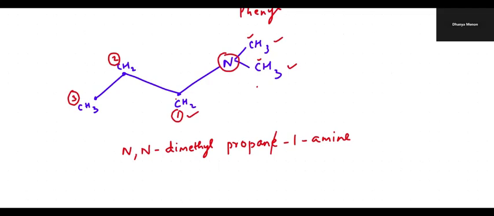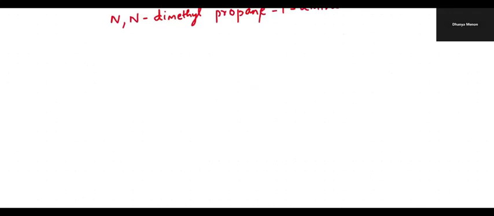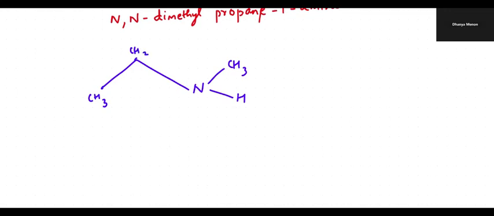Now, taking another example, if you have a question like this, where there is CH3, so this is a carbon CH3. This carbon is CH2. Now here you can see this nitrogen is surrounded by two carbon atoms, 1 and 2. So whenever the nitrogen is surrounded by two carbon atoms, it is a secondary amine.